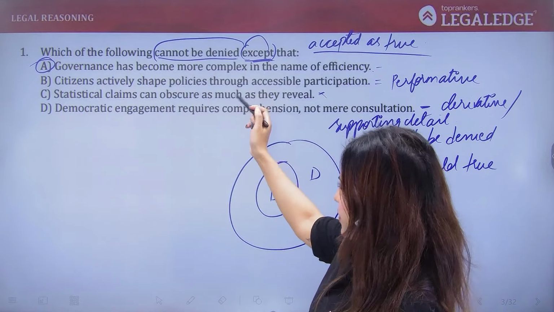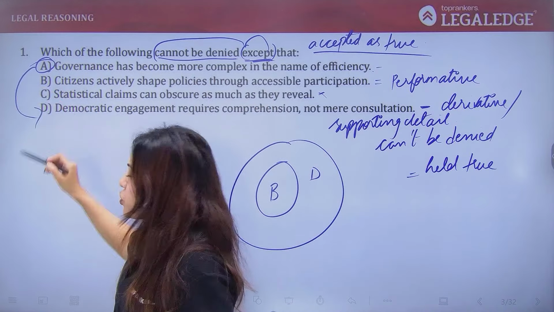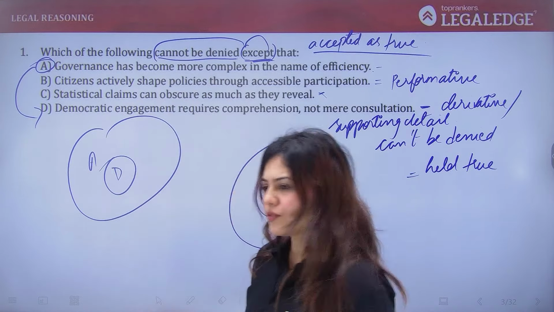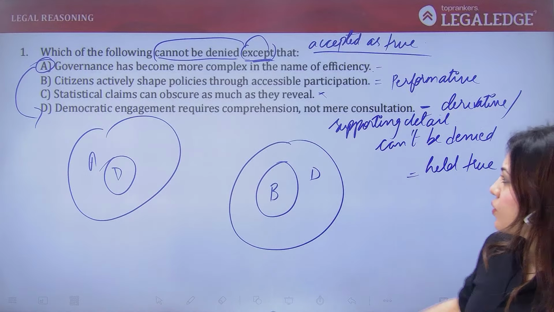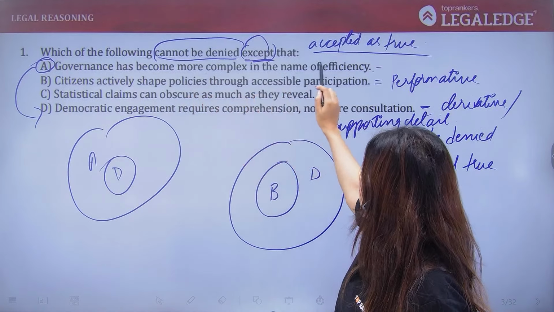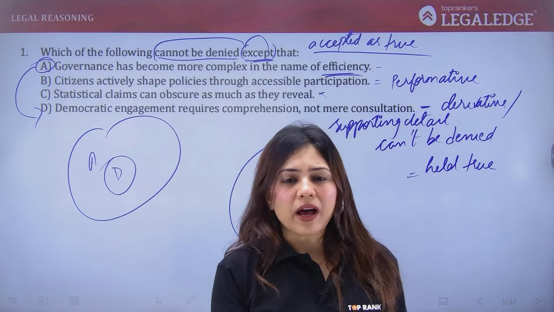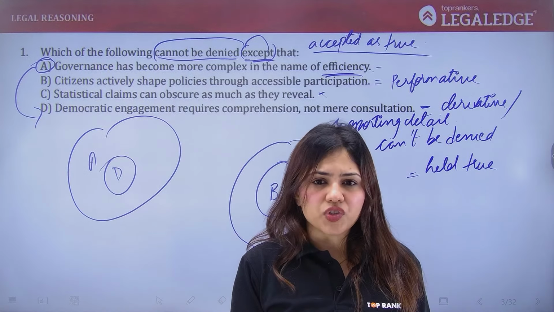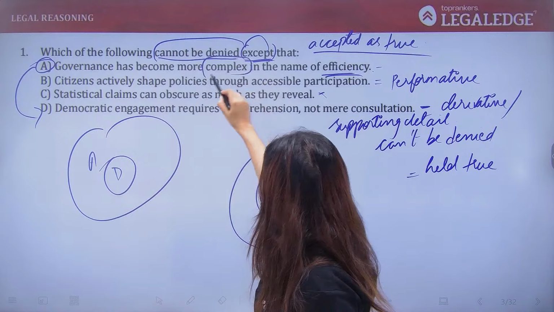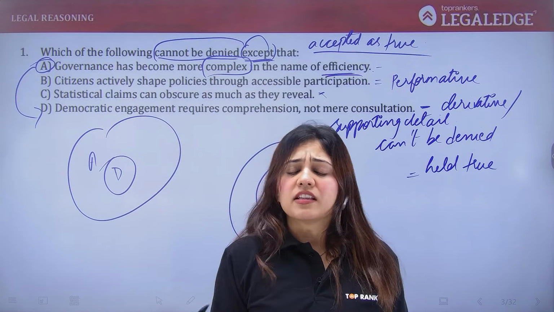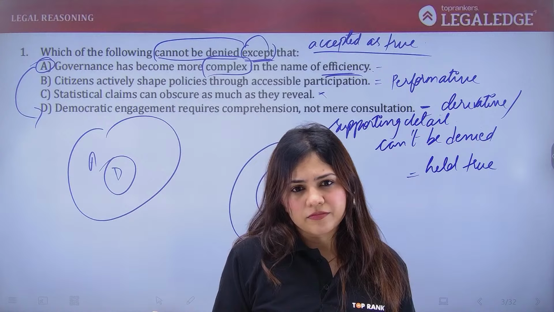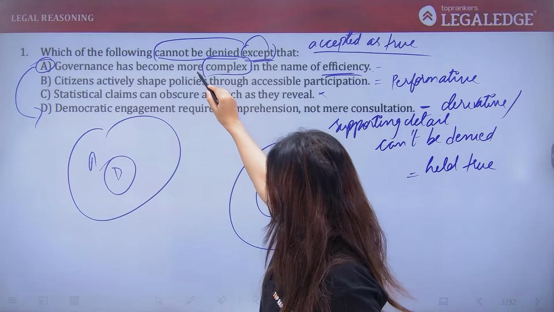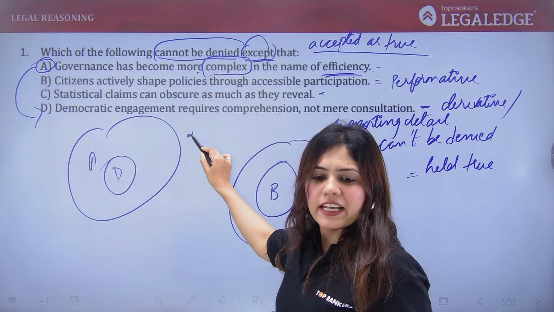So coming back to option D, which most people marked, if this is A, D can be a part of option A. Okay? Governance has become more complex in the name of efficiency. That's true. The first paragraph actually states the same thing. We are just trying to be efficient, and in the name of efficiency, we are becoming more and more complex. And even the government says that you need to accept this complexity to take decisions because we can't really help it. So this was the main argument and this was the supporting argument, so D is not the answer.